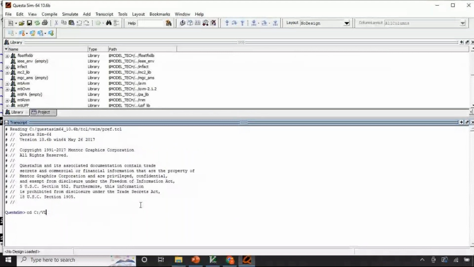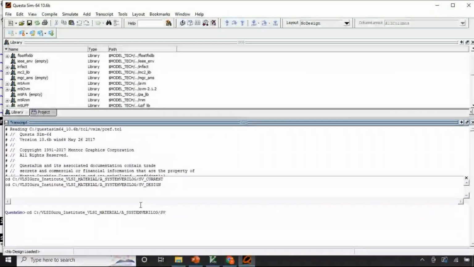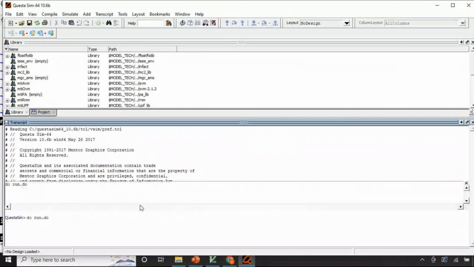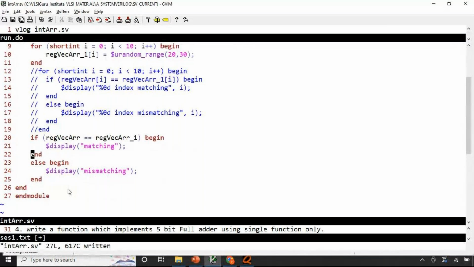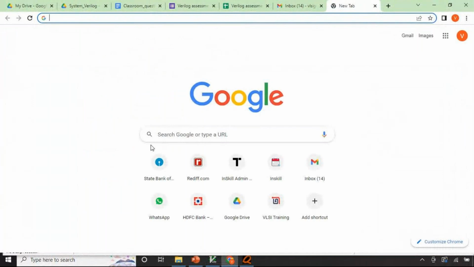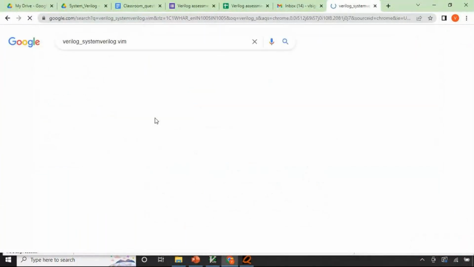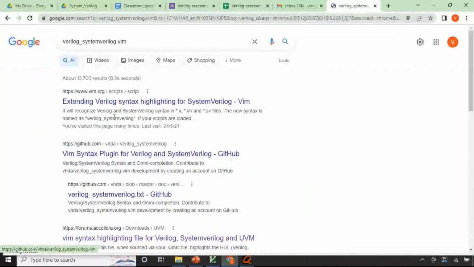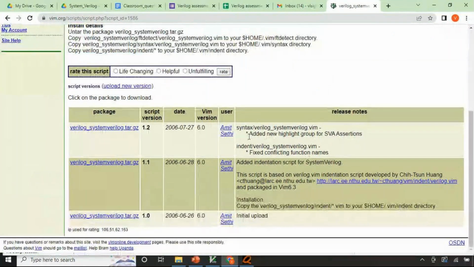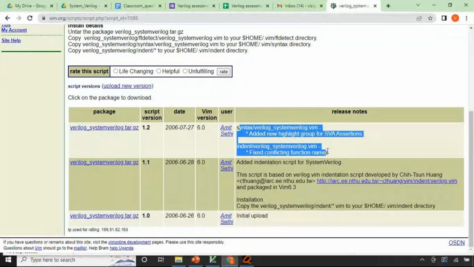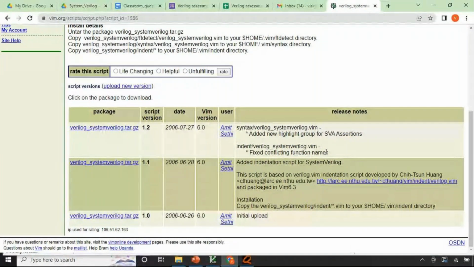Sir, in the GVIM shortint is not highlighted. That means your syntax is not updated. Your syntax is only using Verilog syntax. What you have to do is go to this folder, SystemVerilog syntax. Somewhere here, you have to download. They would have given the guidelines. Just follow that. Please try that. If you are not able to get it, tomorrow we'll support. Is that clear? You have to download this.